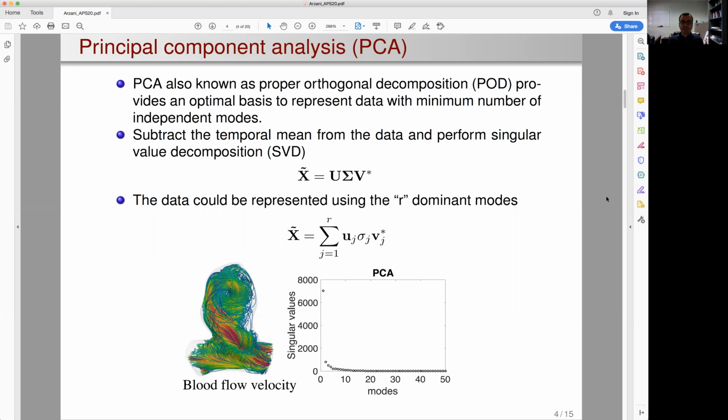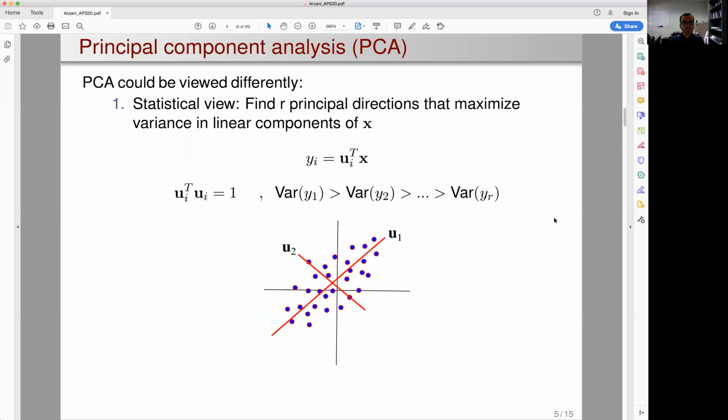For example, here we have 3D blood flow data inside a cerebral aneurysm, and we can see that despite the apparent complexity in the hemodynamic environment, with only a few dominant PCA modes we can reconstruct our velocity data. Now we can view PCA in different ways.